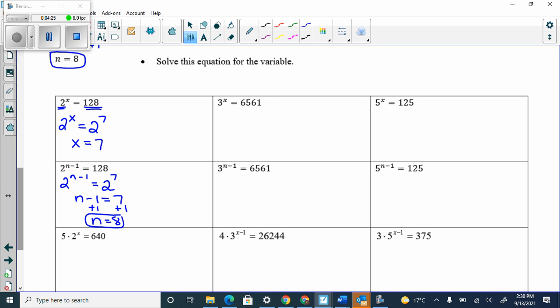And we could check it. We could put 8 back in here. 8 minus 1 is 7. 2 to the 7 is 128. That's true.